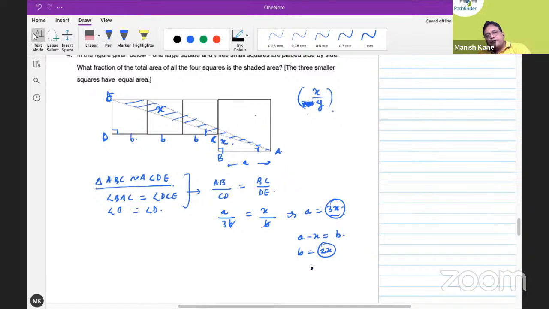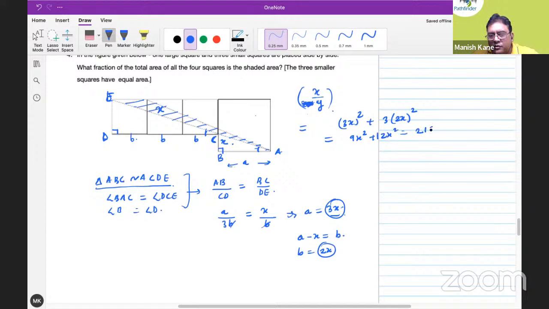Now it's very easy. What can you do? All you need to do is from the 4 squares, you already have the area of 4 squares. What is that? 3x whole square plus 3 times 2x whole square. So 9x square plus 12x square, which is 21x square. This is the area. From this, if I subtract the area of region P, region Q, and region R, which are all triangular.